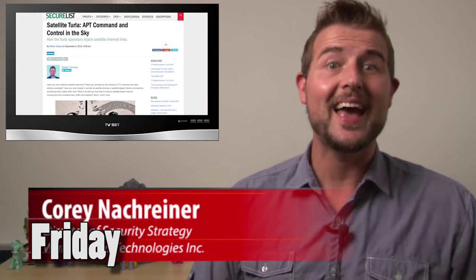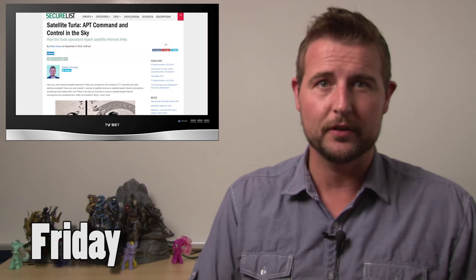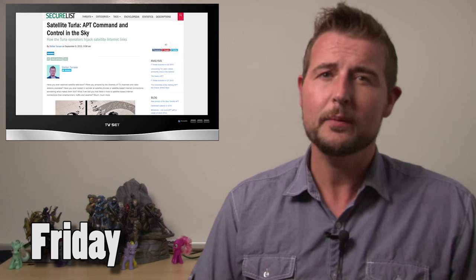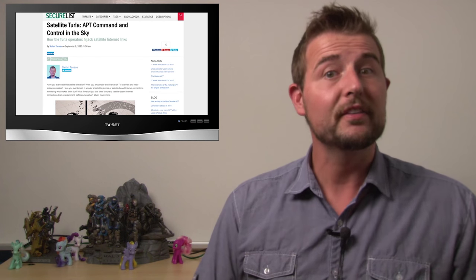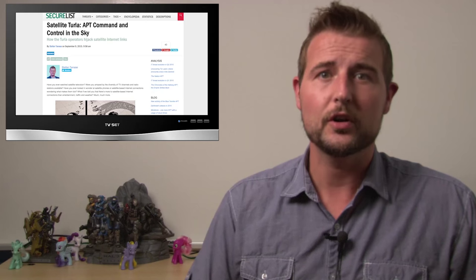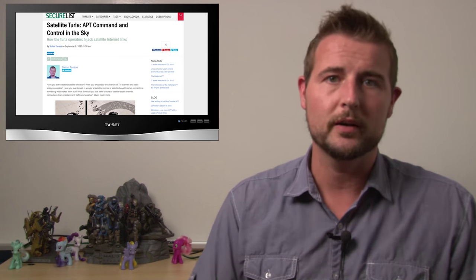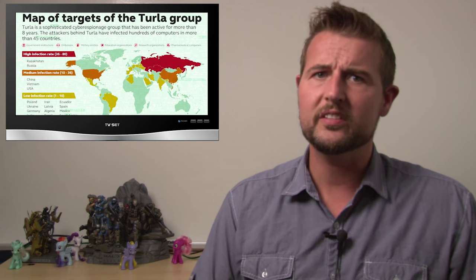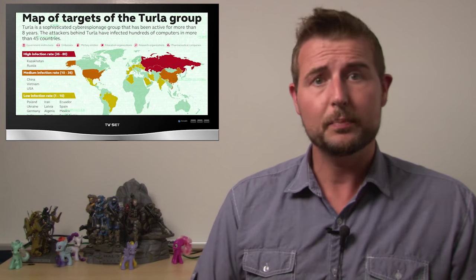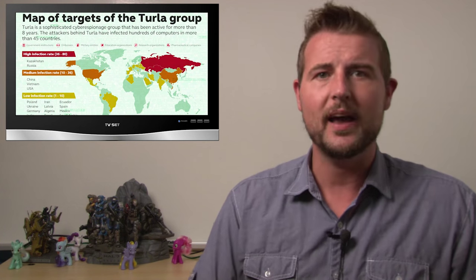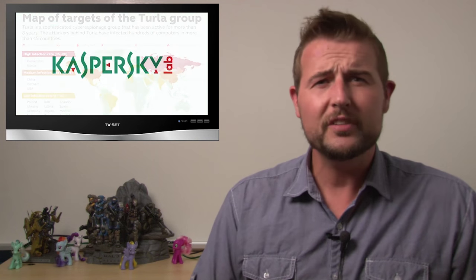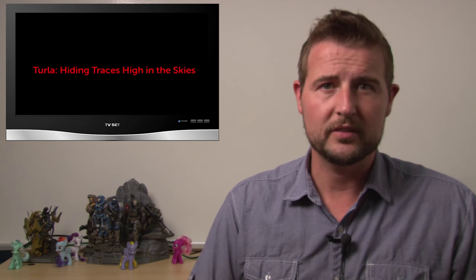Today's story is satellite-based command and control channels. One of our partners, Kaspersky, released some research talking about a new technique that very sophisticated threat actors are using to control their malware. The group they're talking about is Turla. This is an advanced persistent threat actor group that's been launching very targeted attacks for over 8 years. So not your typical cyber criminal. Kaspersky found some of their malware using a new command and control channel technique.